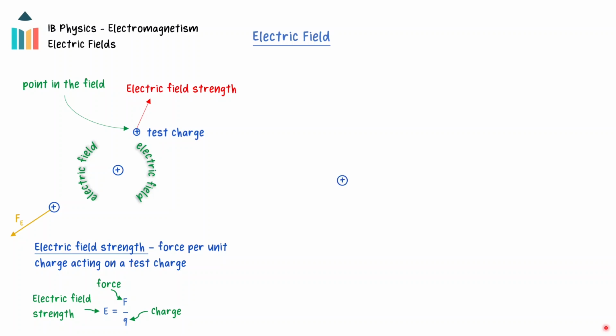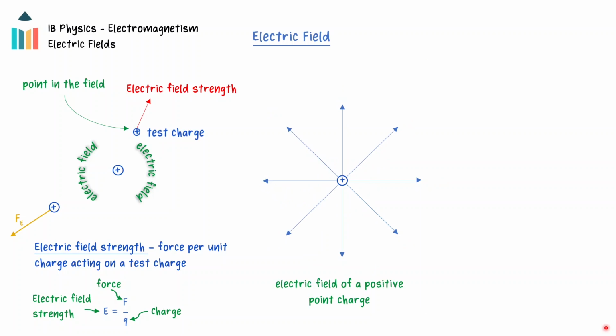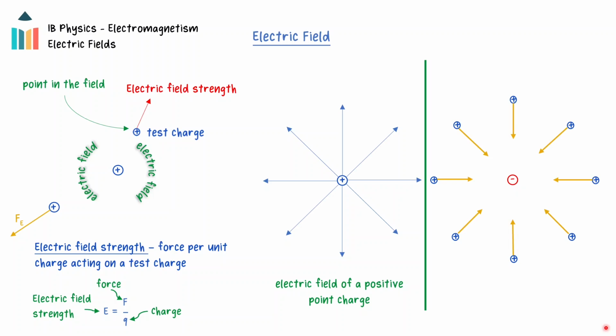If we consider a positive point charge, placing the test charge at a point near the charge shows a repulsive force acting to the right. If the test charge is moved along this line, the force remains to the right. The electric field line can be drawn as an arrow pointing to the right along this line. If the process is repeated for other locations, the electric field due to a positive point charge can be drawn. Through the same process, the electric field due to a negative point charge can also be drawn.